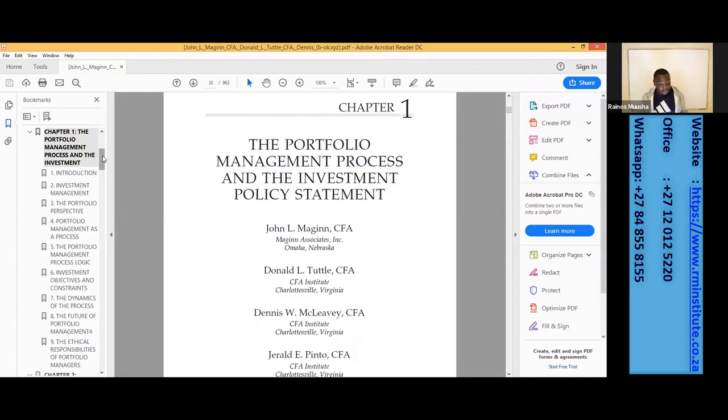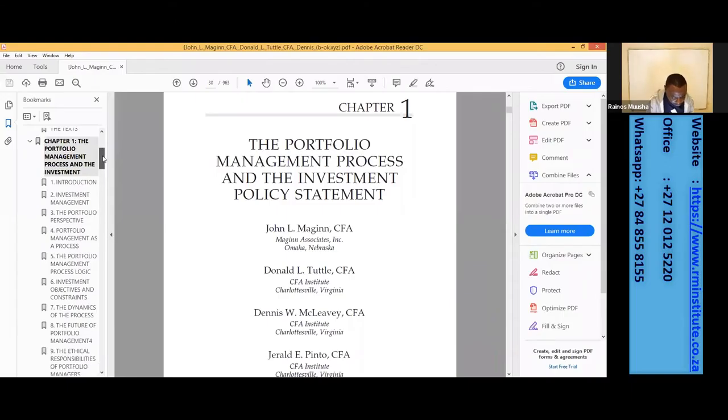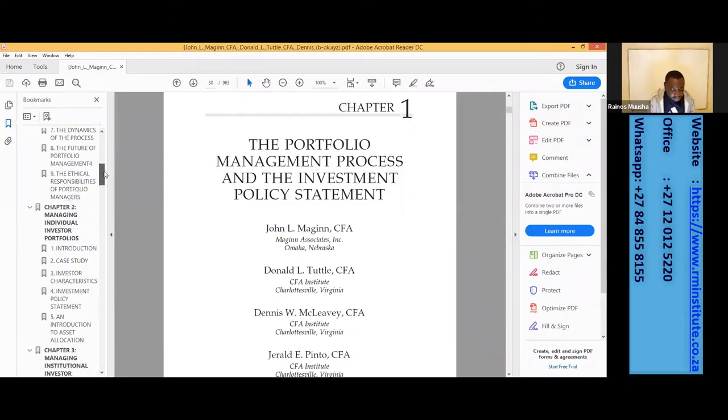When you're preparing the investment policy statement, there are certain things that you're going to be looking at, the objectives and the constraints. We'll look at them as we cover chapter 1. Chapter 1 looks at the portfolio management process and the investment, including how you prepare the investment policy statement and gather the information, so that you're able to make the final recommendations to the client as well.